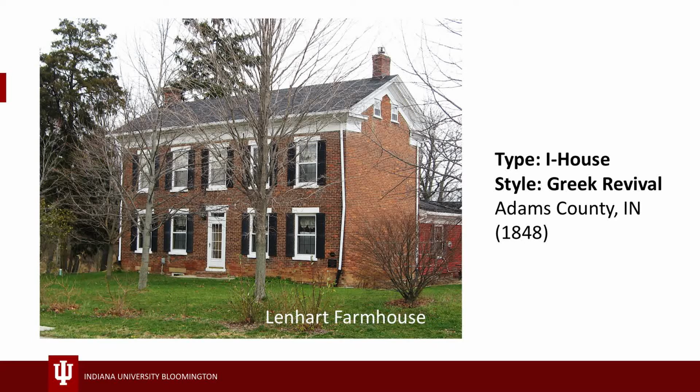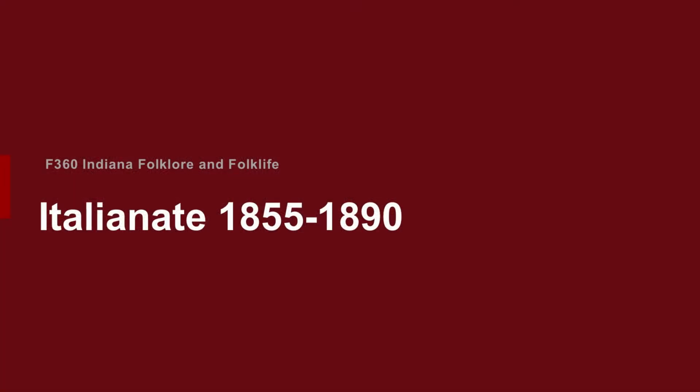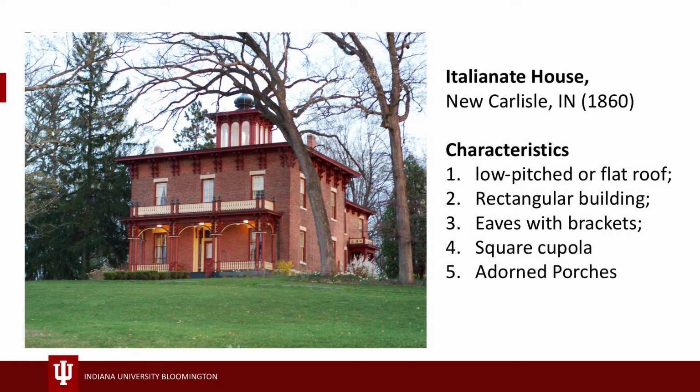The next style to come into prominence, that we'll talk about at least, is an Italianate style, which was popular from about 1855 to 1890. Here's an example we saw last lecture from New Carlisle, Indiana, built about 1860. Italianate style is typified by a low-pitched roof or a flat roof, rectangular-shaped building. It's very square-looking. Overhanging eaves with large brackets. Often there's a square cupola, that little tower piece right in the very top there.